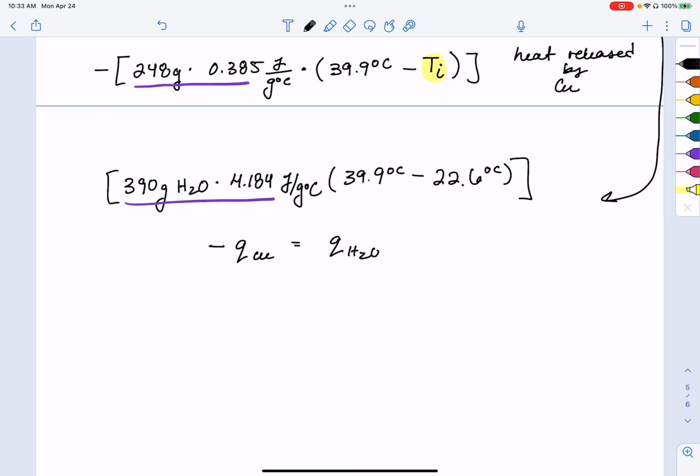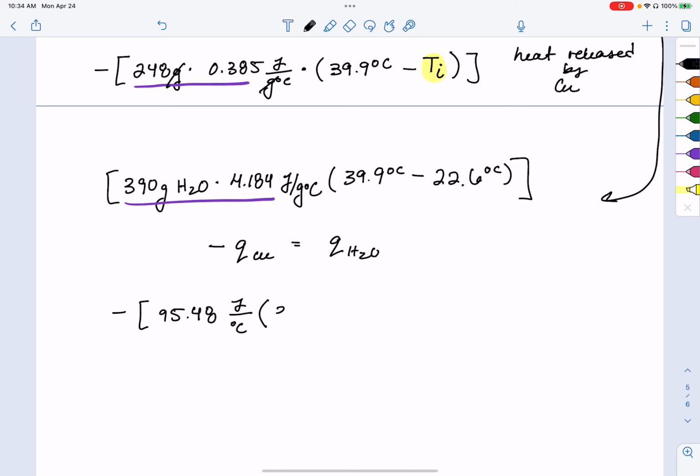So here on the left, I've got 248 grams times 0.385. When I do this on my left-hand side, this becomes 95.48. Let's think about our units here. I got grams to cancel, but this leaves me in joules per degree C.